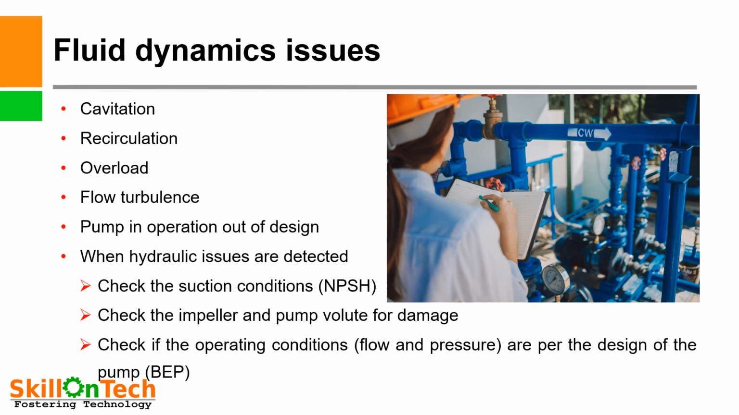When hydraulic issues are detected, we have to check the suction condition of the pump, NPSH. The NPSH available shall always be more than the NPSH required for the pump. Check the impeller and pump volute for any damages. Check if the operating condition, flow and pressure are as per the design of the pump. Best efficiency point means the pump shall be operated at the best efficiency point. If it is operated below or above the BEP, that may be a cause of vibrations in the pump.